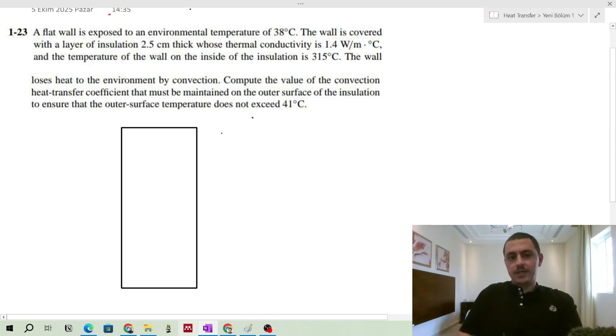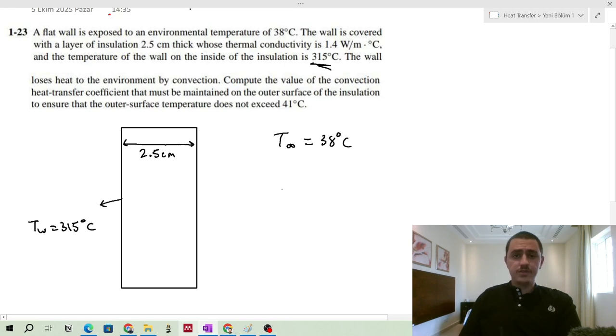Okay, here outside of the wall, we have an insulation layer. It's like a thin layer of 2.5 centimeters, and inside of the insulation layer you have a wall. You have a hot wall which has a constant temperature at the inside, T wall, given as 315 degrees Celsius, and you have T environment, T infinity, as 38 degrees Celsius.